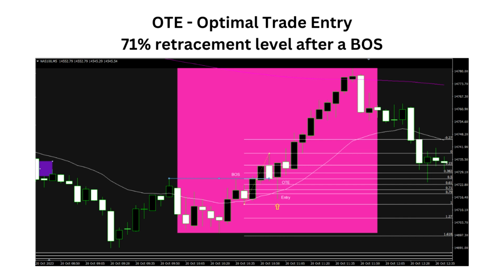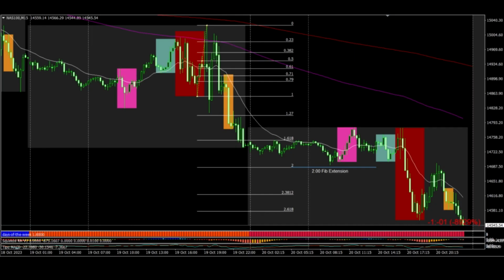Here's a look at the OTE, the optimal trade entry, and the 71% retracement level after a break of structure. You'll see in the picture, there's a retracement back to the 71% level after a break of structure. This happens during the London session. And to add context to this situation, remember in our previous video, we outlined that you want to look for these types of moves off of Fibonacci levels. So this move happens off of the 2% fib extension.